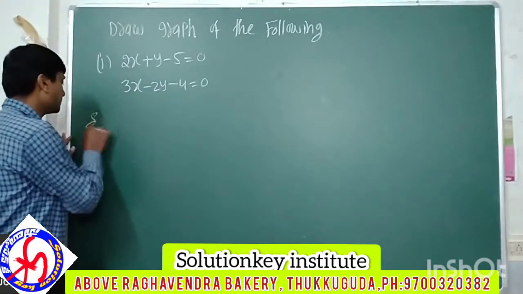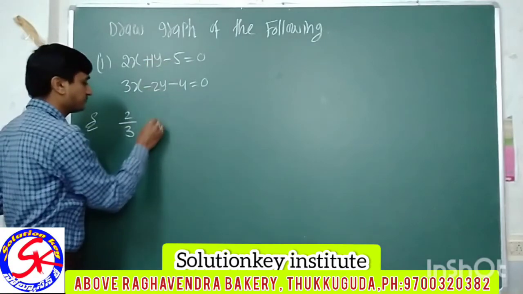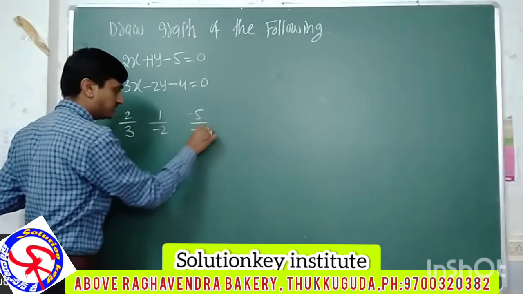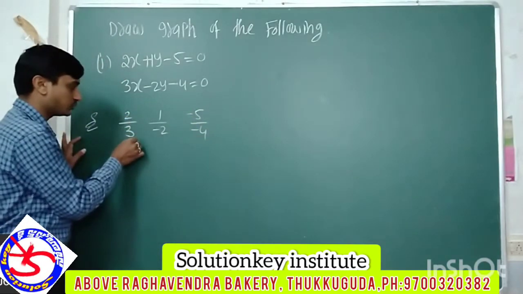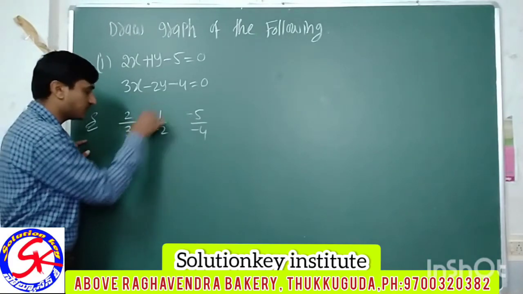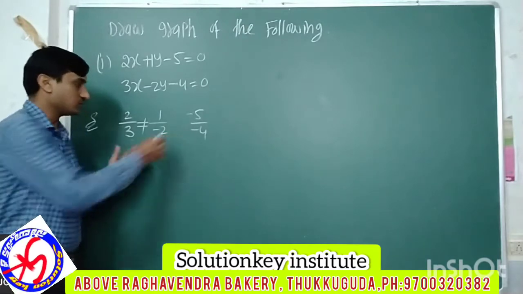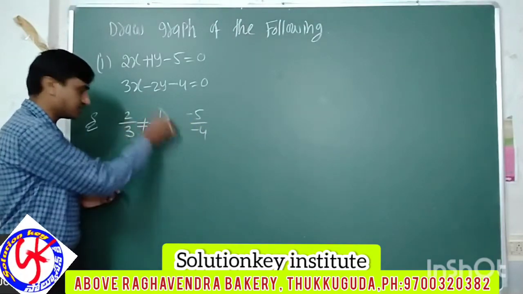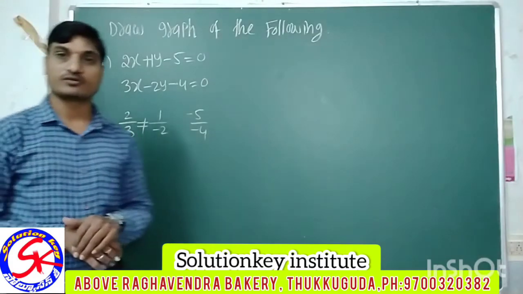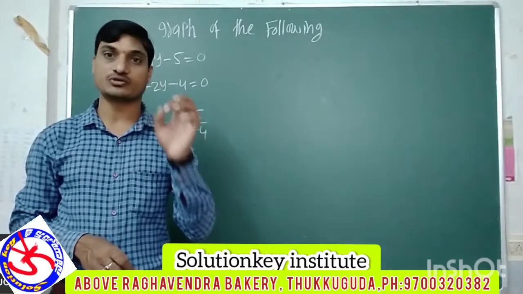First, to decide which type of lines these two are, I compare the ratios 2 by 3, 1 by minus 2, and minus 5 by minus 4. Then see, 1 by 2 is not equal to 2 by 3, which is not equal to 1 by minus 2. These are never equal. Then there is no need to check the last one, because here it is already not equal. The first two ratios are not equal, which means intersecting lines, and these two lines give a unique solution.